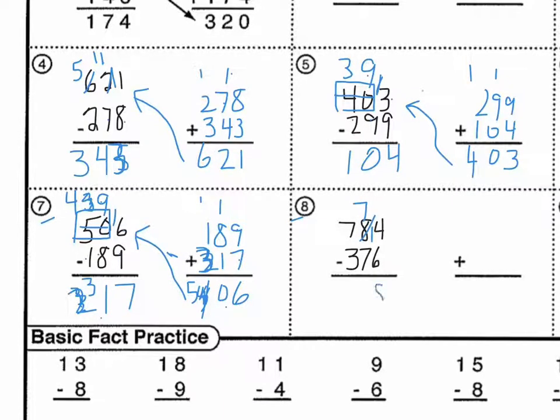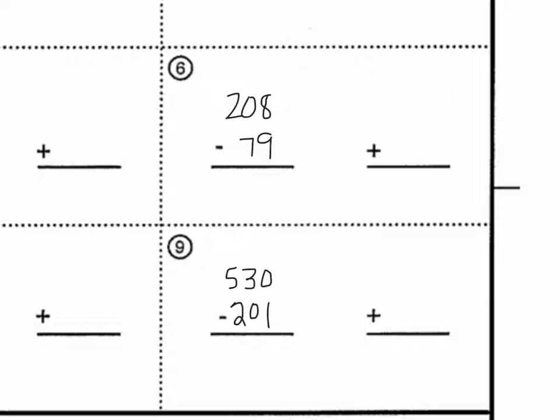14 minus 6 is 8. 7 take away 7 is 0. 7 minus 3 is 4. Let's add these together and see what we get. 408. 8 plus 6 is 14. Bring up the 1. That's 8. 4 plus 3 is 7. 784. Looks like it matches up.